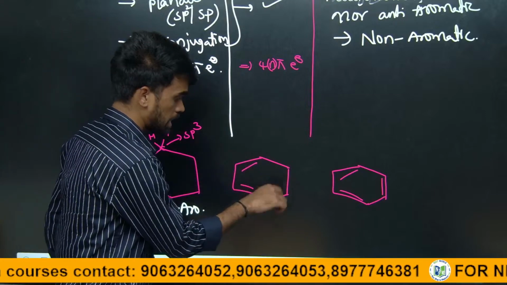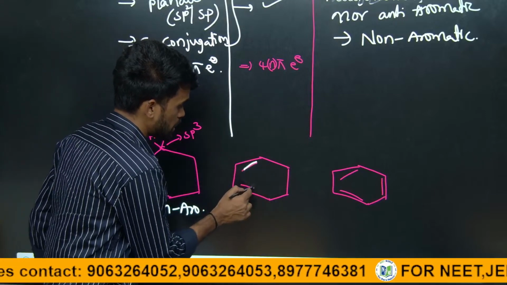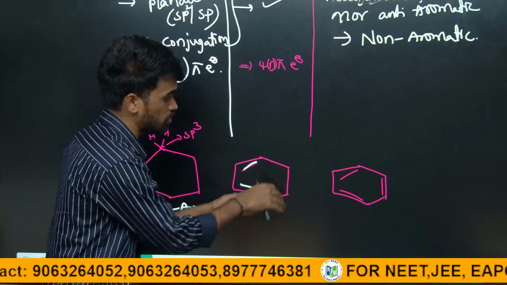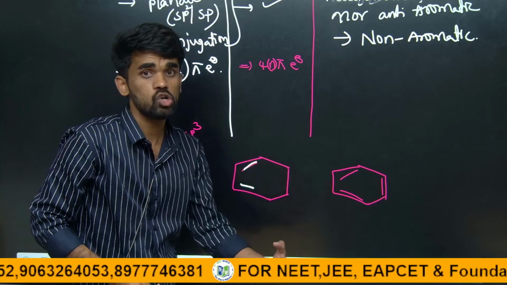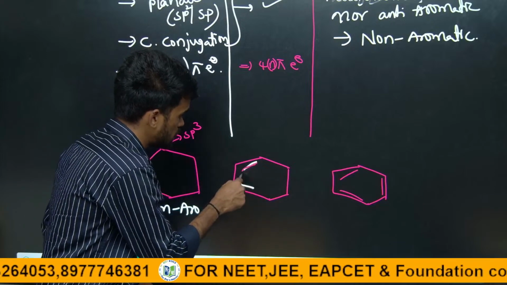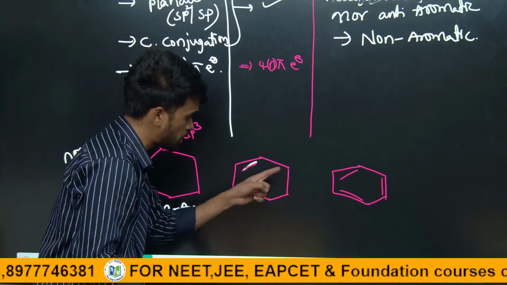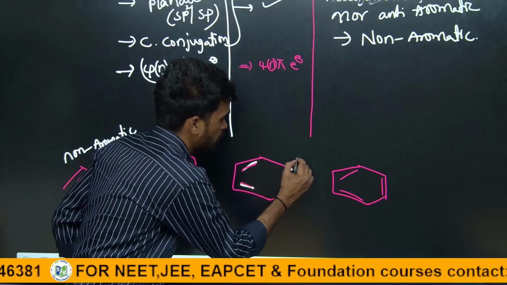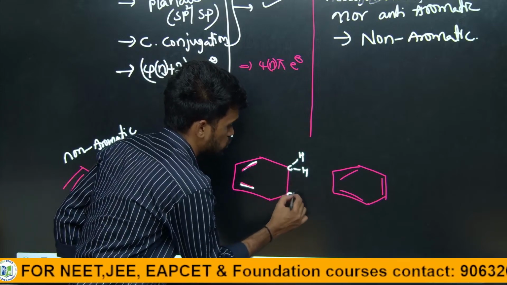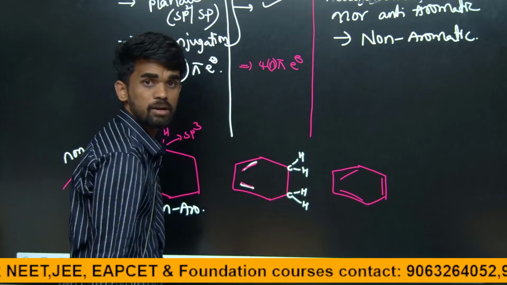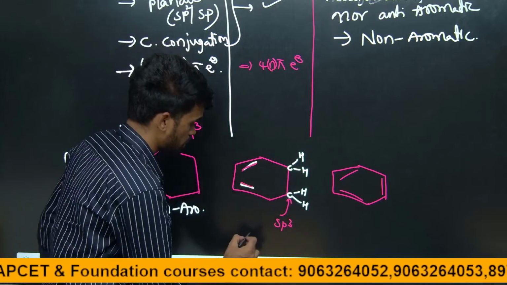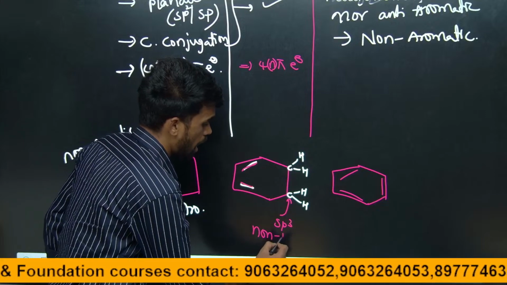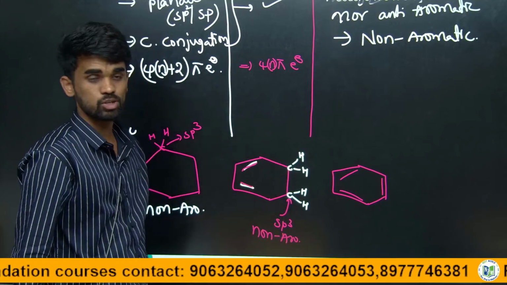What about this? It is cyclic. Conjugation is there, but only to a partial extent, not complete. We need to have complete conjugation. But see, only these 2 are involved in conjugation, and these 2 carbons have sp3 hybridization. So these can be considered non-aromatic. This is also clear, I hope.